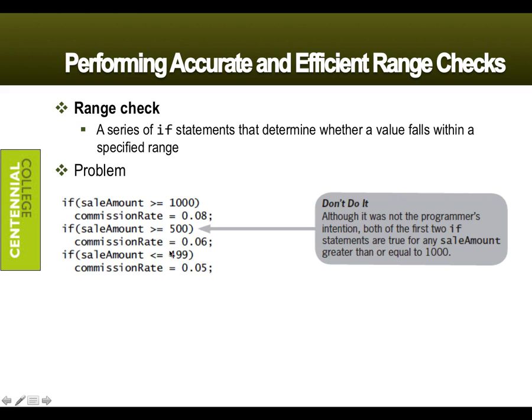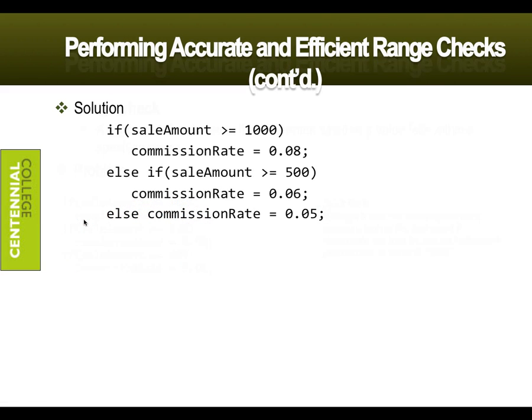And if sale amount is less than or equal to $4.99, well, that's not true. If these two are true, this one can't be true. But these two are both true. And if you do this, why even bother checking this, right? Unless you want to do something else. You're trying to do something. This is a different way of doing things. I wouldn't recommend this at all. The better way to do it is do this, right?